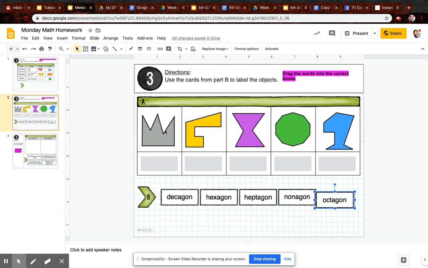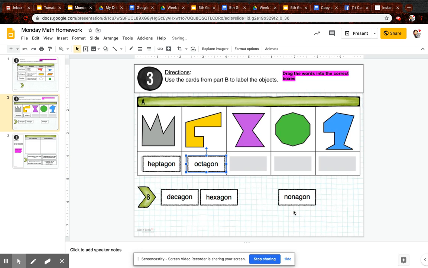1, 2, 3, 4, 5, 6, 7. So that is a heptagon. Hepta means 7. All right. 1, 2, 3, 4, 5, 6, 7, 8. Yeah, there's our octagon. Doesn't look like an octagon you're normally used to seeing, but that is in fact an octagon. To be an octagon, as long as it is a closed shape and has 8 sides, we have ourselves an octagon. Let's count this one. 1, 2, 3, 4, 5, 6. There's my hexagon. Hexa means 6.